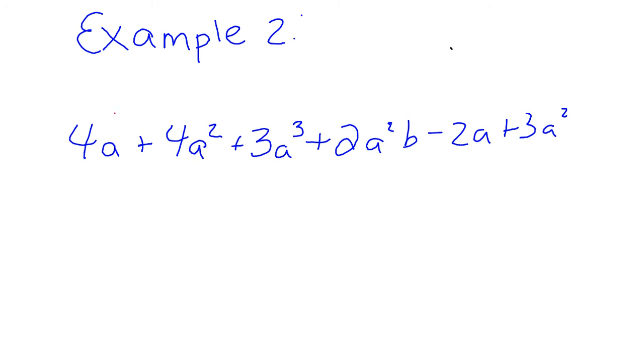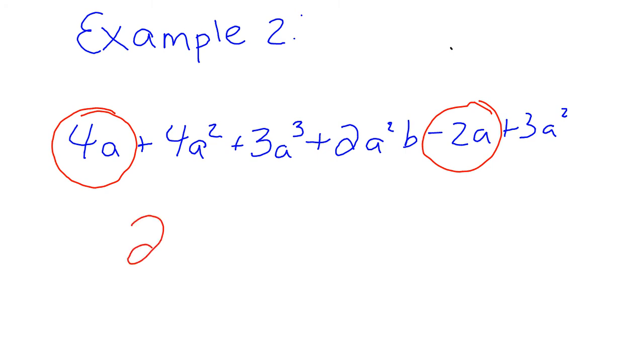So we have 4a and we have negative 2a. I'm going to combine these right now just to get it done with. We have 4a minus 2a, which would give us 2a. I'm going to cross them out so we know that it's done. Now we're going to go to the a squared term.